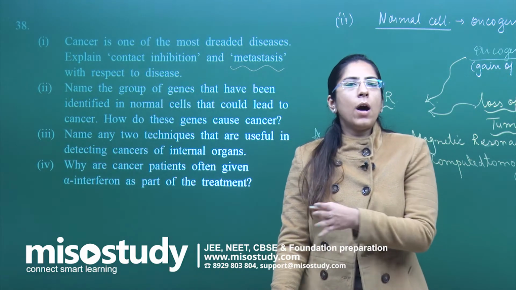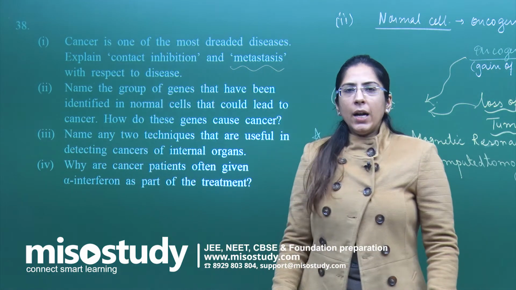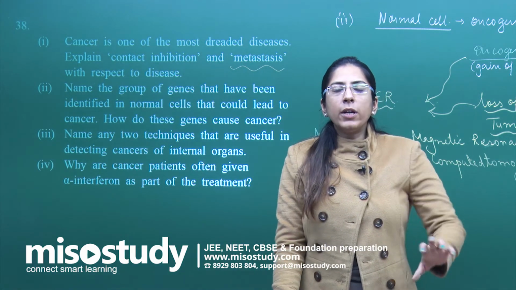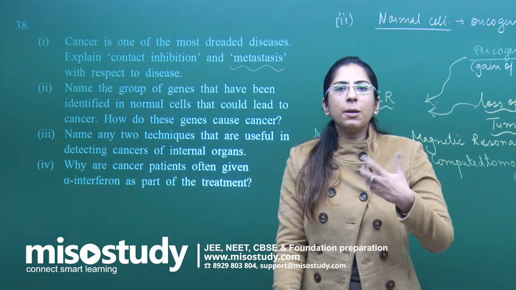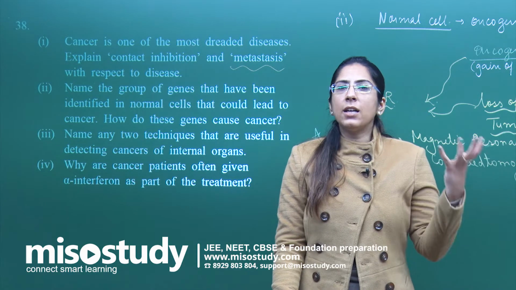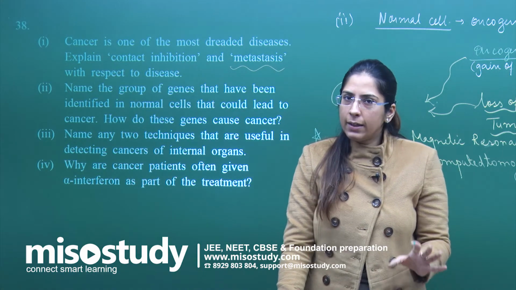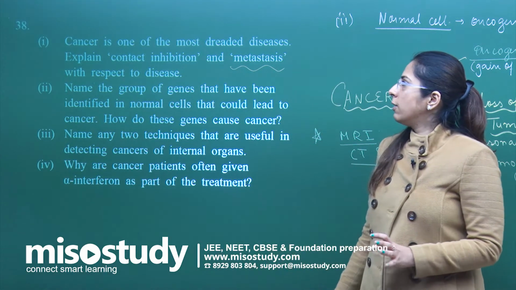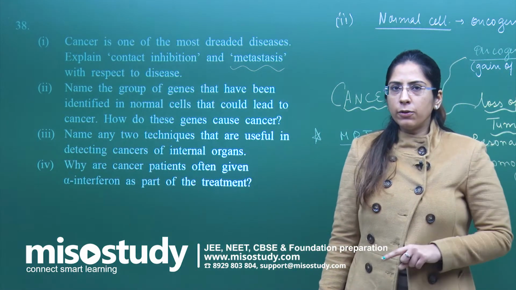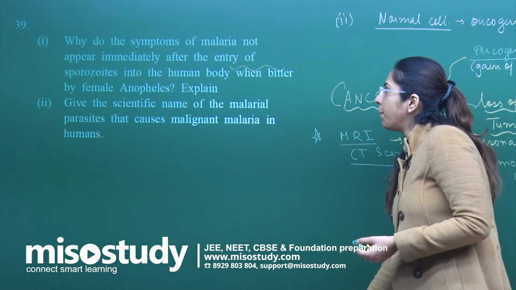Right? For that, as such no antibodies are present in our body. And alpha interferon treatment modifies the immune system, modifies the representation technique, due to which those cancer cells will be considered as foreign cells, and they will be killed by our immune system only. Right? So, this was the fourth part of question number 38. Let's move on to the next question, that is question number 39.